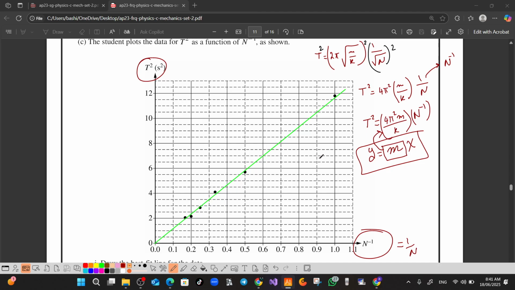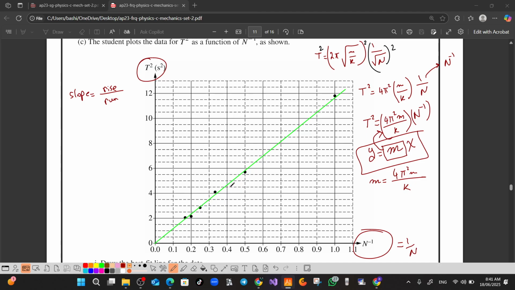So if I know the slope of the graph, the best fit line, I will be able to equate the slope from the graph with 4 pi squared m over k. By solving this equation, I will be able to find the k. So let's complete by finding the slope. Now, to find the slope, we just need to apply the rise over run.